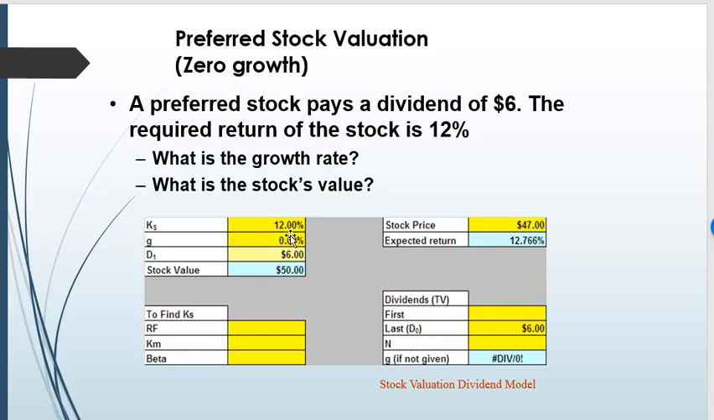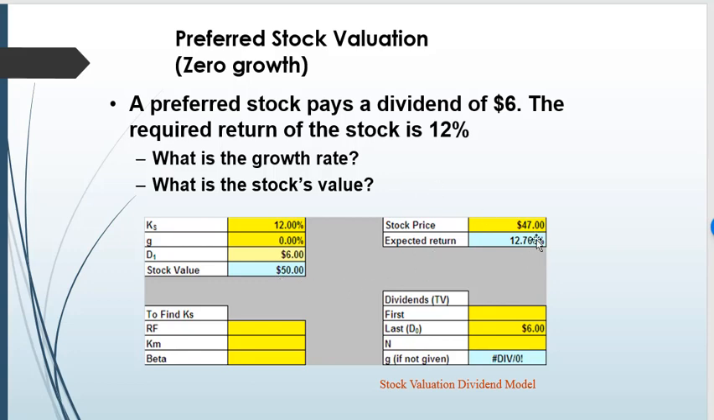The R sub S here is the required return on the stock. That's 12%. And D1 is $6. It's a preferred stock, so it has 0 growth. So this stock is worth $50.